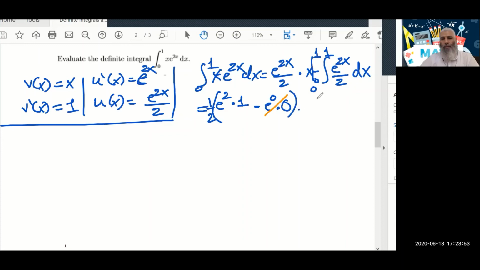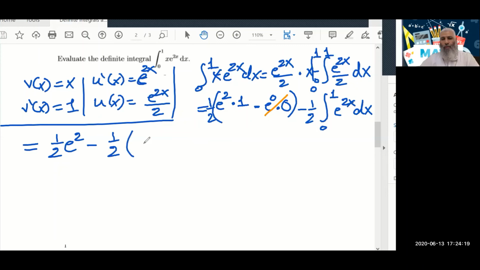Now, minus 1/2, I can take it outside of the integration, e power 2x dx. So this is again 1/2 e power 2 minus 1/2, and now the integration is e power 2x divided by 2 from 0 to 1. So this is 1/2 e power 2 minus, I'll take the 2 outside, so this is 1/4.